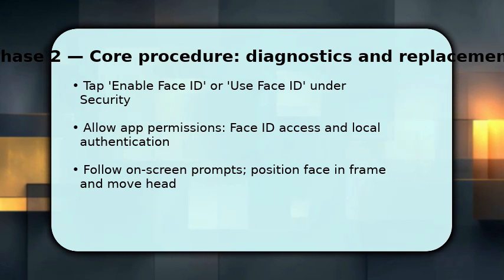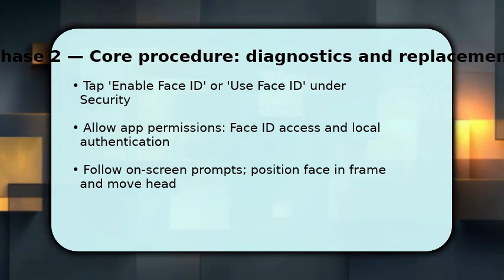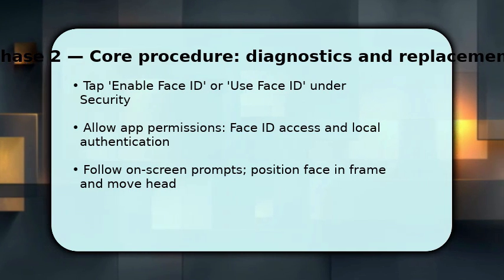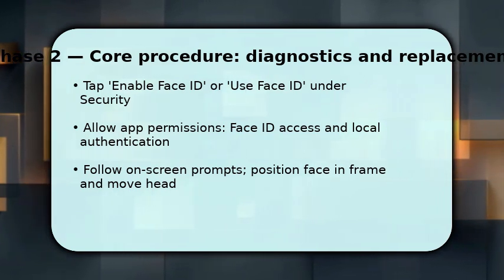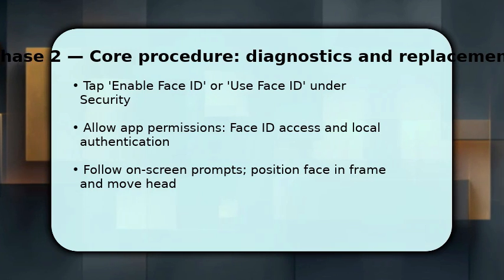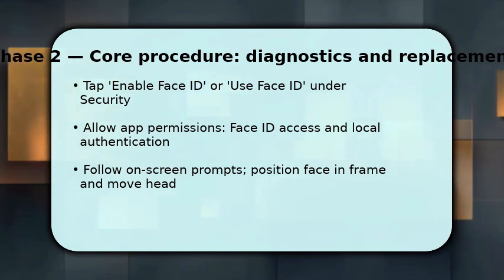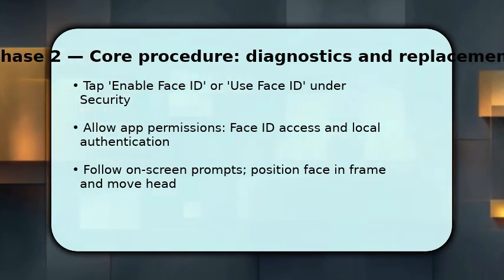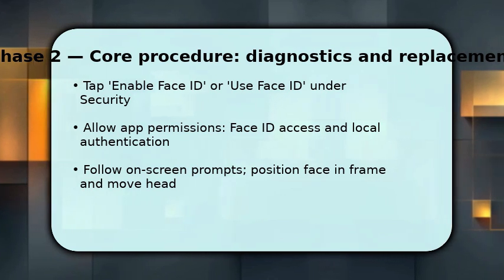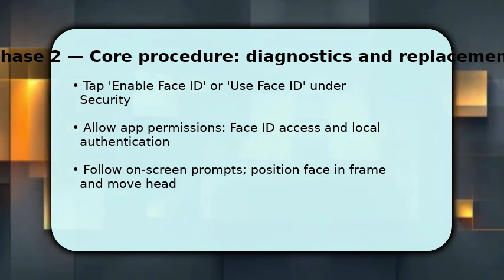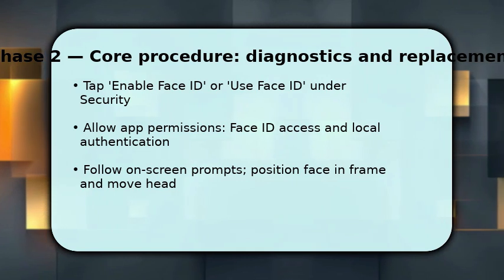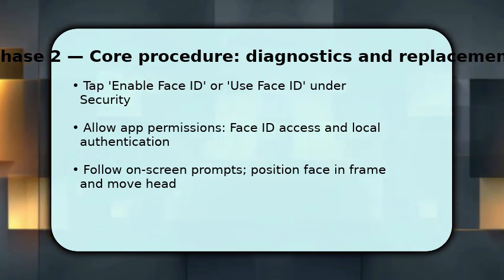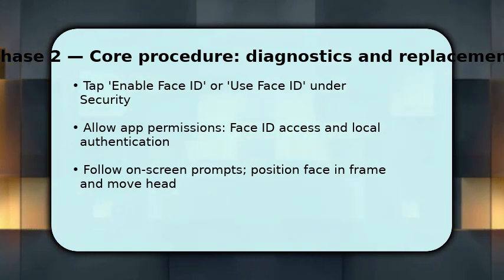Then follow prompts. Position your face in the frame, hold steady, and slowly rotate if asked so the phone captures multiple angles. This step links your enrolled Face ID to Chase sessions for quick sign-ins. Make sure ambient light is adequate because poor lighting can cause enrollment errors and require a retry. Once enrollment completes, you should see Face ID marked active.